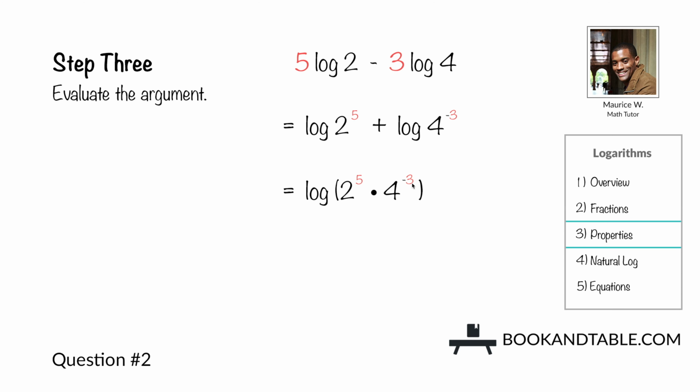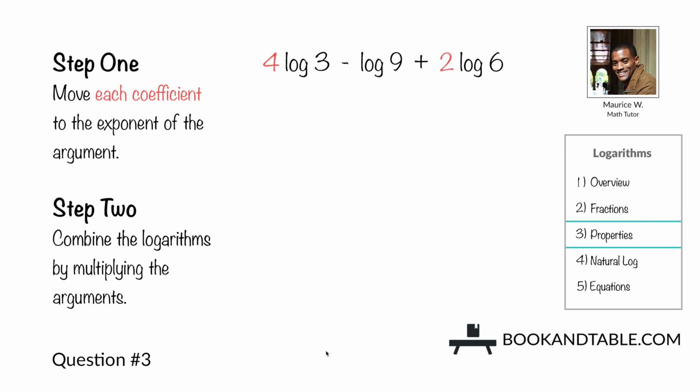So we can move this term with the negative exponent to the denominator, which would leave us with 2 to a power of 5, which is 32, divided by 4 to a power of 3, which is 64. And 32 divided by 64 is equal to 1/2. So the answer to question number 2 is 5 log of 2 minus 3 log of 4 is equal to the log of 1/2. That is the answer to question number 2.